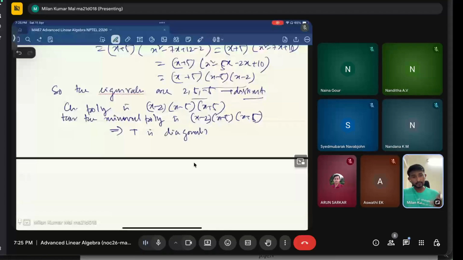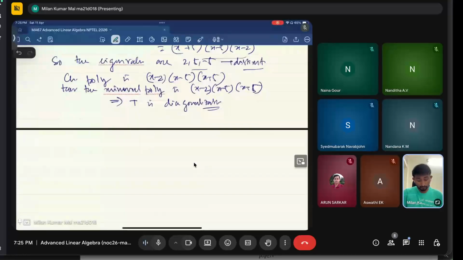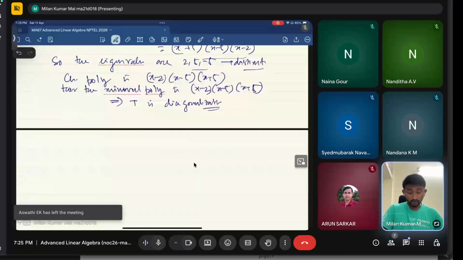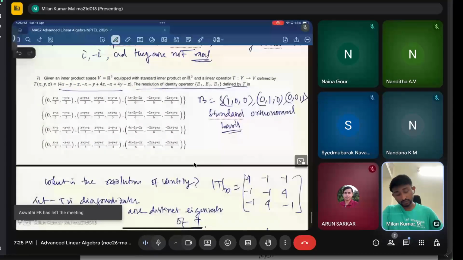Now we have to find the eigenspaces. This is a very big problem. I'm wondering whether there is any easier way, but I don't think there is. Okay, no, there is an easier way.